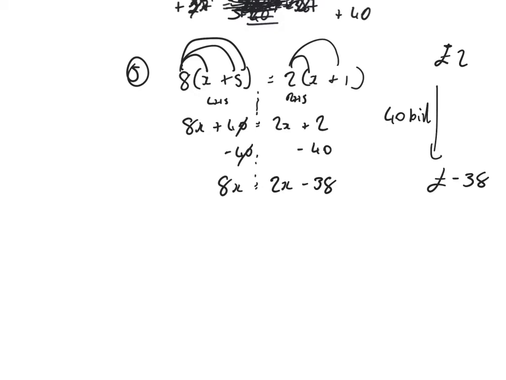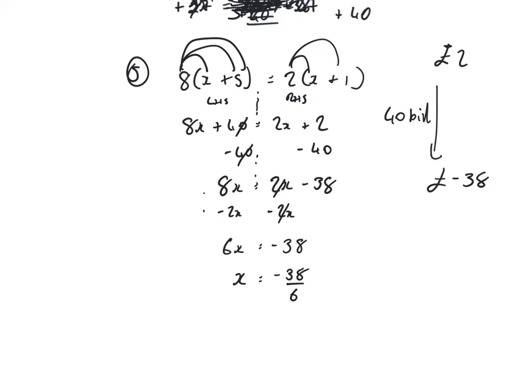Okay, repeat the process again. Letter terms to the left, number terms to the right. 8x is okay, but 2x is not, so I'm going to get rid of 2x from both sides. 8x minus 2x is 6x, and that's equal to, just be careful what you're left with, not 38, but minus 38. Okay, next move, bring the 6 down and divide. x equals minus 38 over 6.